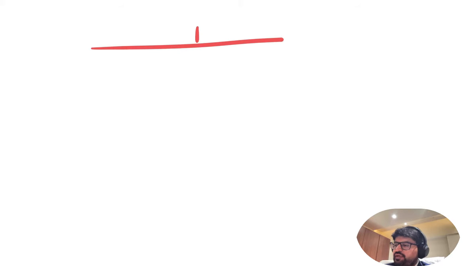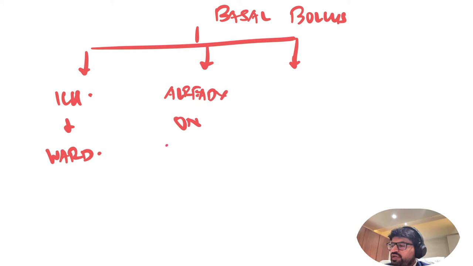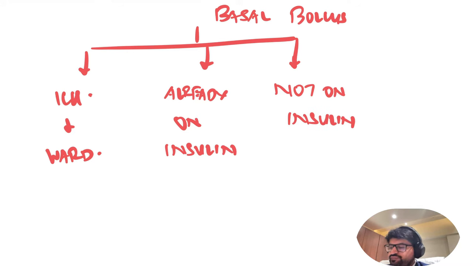There could be three situations where the hospital patient comes. What we are talking about is basal bolus insulin. Let's say the patient is transferred from ICU to ward. This could be one scenario. In ICU, the patient was on IV insulin, and now in the ward you want to shift to basal bolus insulin. Or the patient was already taking insulin at home and is directly admitted to the ward. Or the patient was not on insulin and you want to start the patient on insulin. So we'll see all three scenarios of what to do. Let's first talk about the patient who was in ICU and is now shifted to the ward.